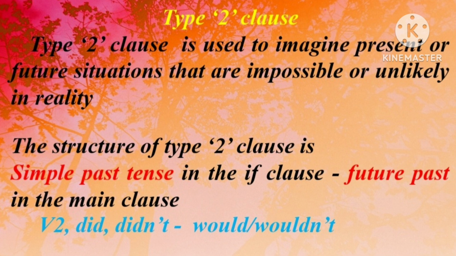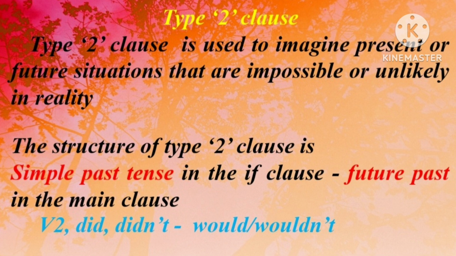Type 2 clause is used to imagine present or future situations that are impossible or unlikely in reality. The structure of type 2 clause is simple past tense in the if clause and future past in the main clause. How can you identify the simple past tense? We can identify the simple past tense on the basis of the verb in V2 form and the helping verb did, and if the statement is negative, on the basis of didn't.